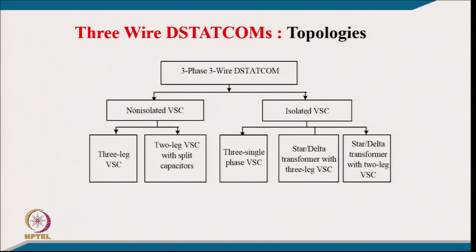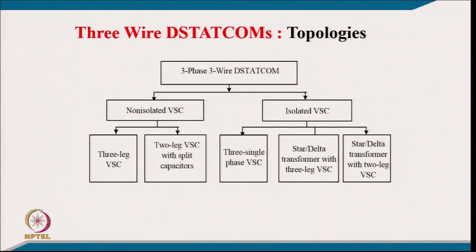So, either we can have a non-isolated topology of voltage source converter. Now we will confine ourselves to voltage source converters only. So, we can have a 3-leg voltage source converter or a 2-leg one with a split capacitor on the DC link, which people have also tried in very low ratings, or you can have an isolated voltage source converter, which I talked about.